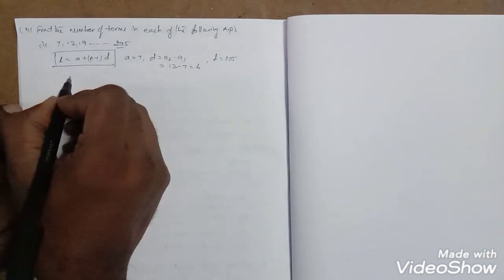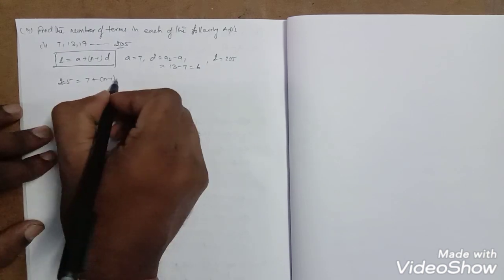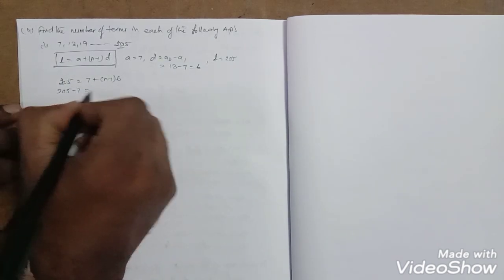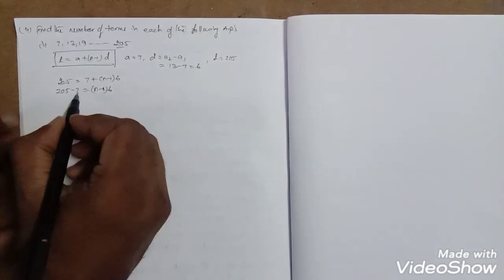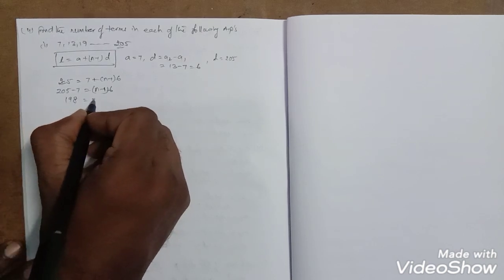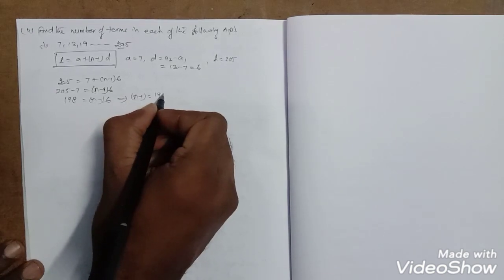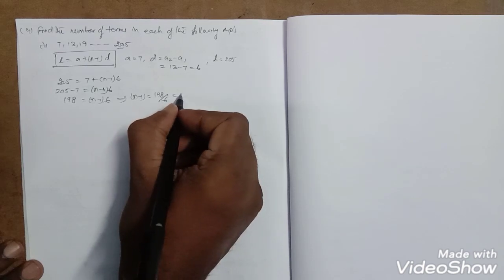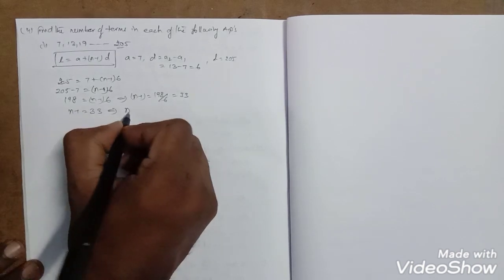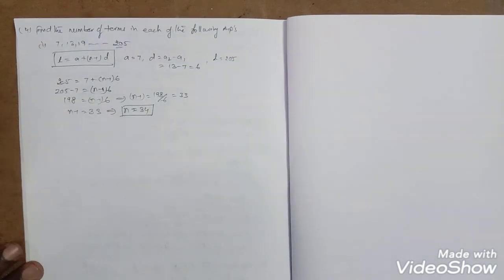Now substitute in this. Now if I substitute, you will get 205 is equal to a value 7 plus n minus 1, n we have to find, where d is given as 6. Now send this 7 here. You will get 205 minus 7 is equal to n minus 1 into 6. Now if I subtract, you will get 198 is equal to n minus 1 into 6. Now divide this by 6. You will get n minus 1 is equal to 198 divided by 6, which is nothing but 33. So here n minus 1 is equal to 33. This implies n is equal to 34. So your number of terms in the series is 34.